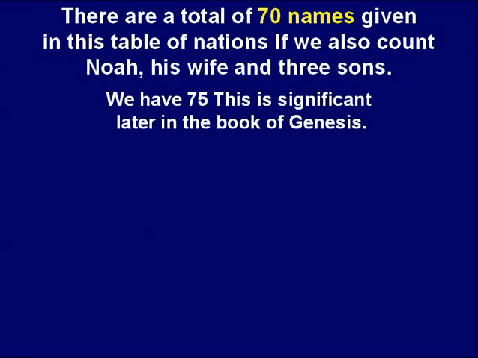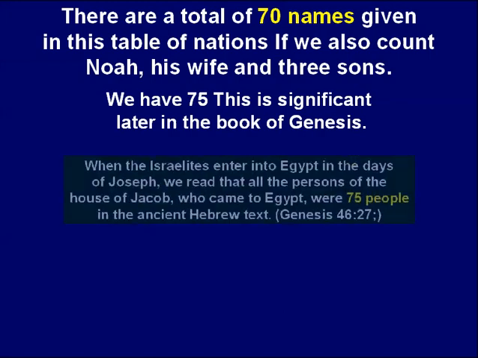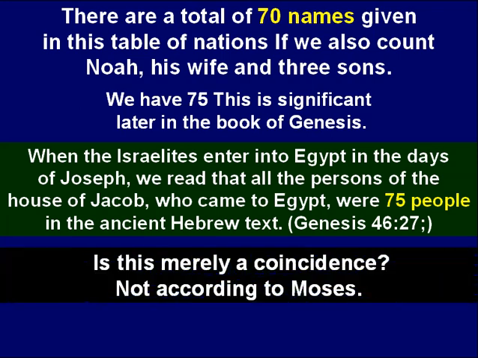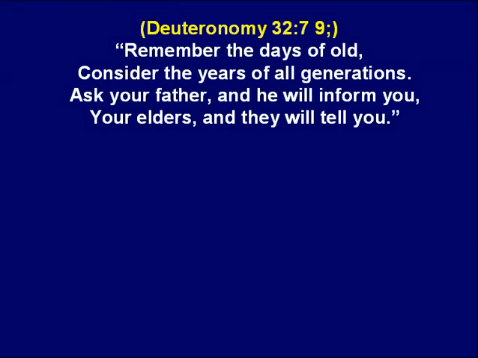There are a total of 70 names given in this table of nations. So if we also count Noah, his wife and three sons, we have 75. This could be significant later in the book of Genesis. When the Israelites entered Egypt in the days of Joseph, we read that all the persons of the house of Jacob who came to Egypt were 75 people in the ancient Hebrew text. Is this a coincidence? Not according to Moses.